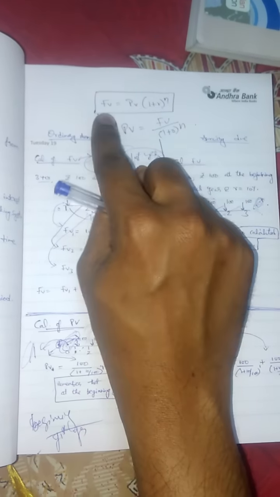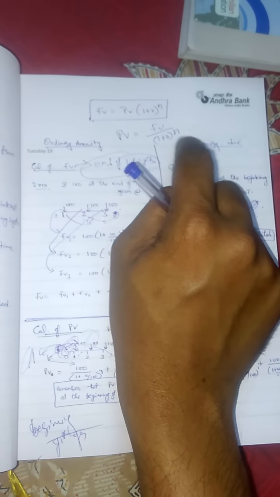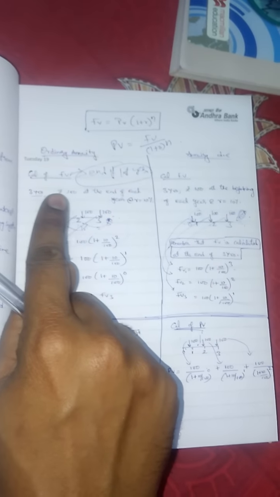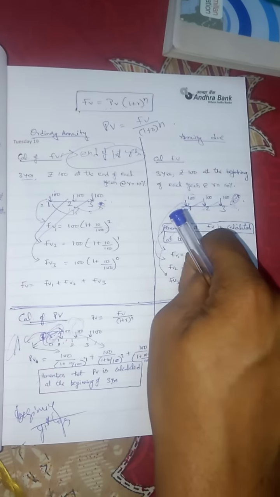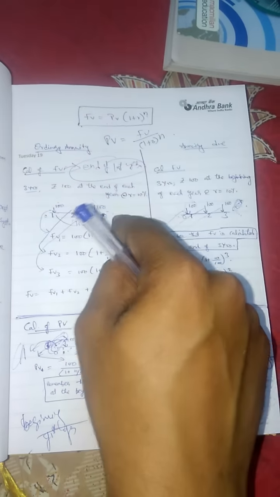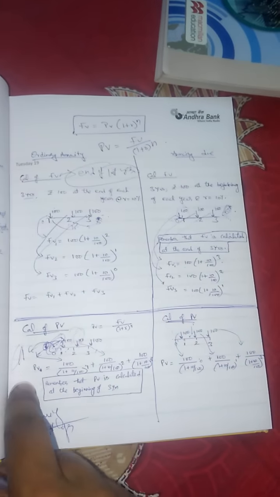Clear? So the only formula which we need to remember is future value is equal to present value into (1 plus r) whole power n. Very important. Present value is nothing but future value divided by (1 plus r) whole power n. If it is an ordinary annuity, the payment will be received at the end of the period. If it is an annuity due, the payment will be received at the beginning of the period. Future value is always calculated at the end of the period, whereas present value will be calculated at the beginning of the period.